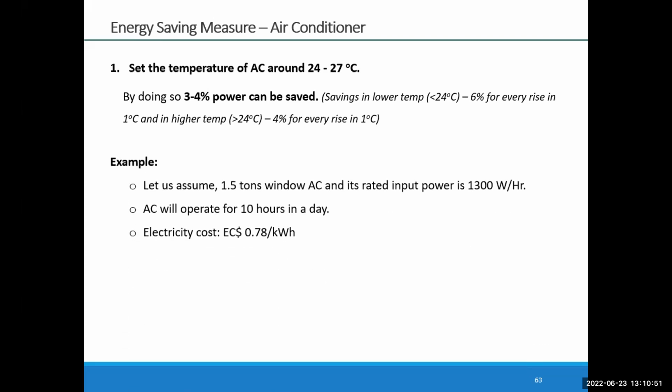So for example, we can discuss a 1.5 ton window AC and its rated power is 1300 watts. We can say 1300 watts is the rated input power.